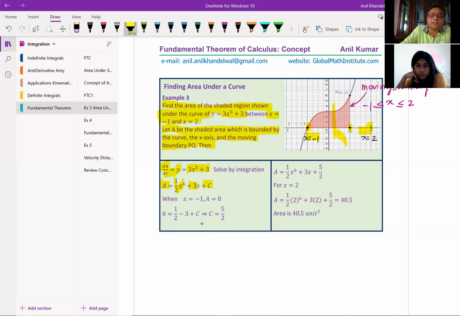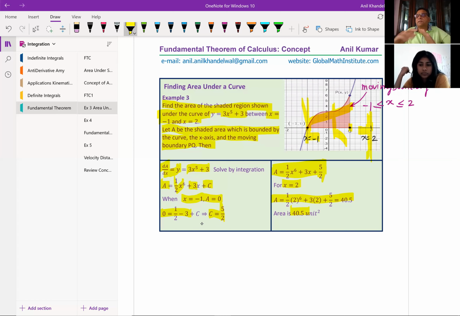Now, when x is minus 1, A is 0. So when you are at this particular boundary on the left side, it just collapses and the area is 0. So if you substitute that value, then you get c value of 5 by 2, correct? Now, you can substitute the value of 5 by 2 and you get your area function, which is right there. And in this area function, if I write x equals 2, which is my outer boundary, upper bound, in that case, I get the total area, which is 40.5.